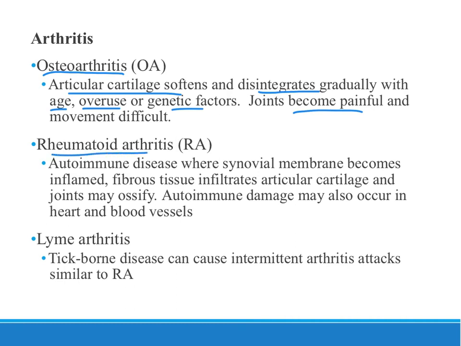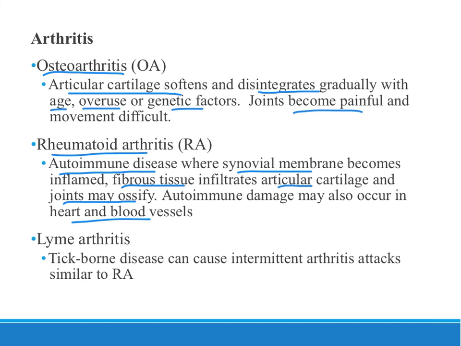Then rheumatoid arthritis is an autoimmune disease, so the immune cells of the body are attacking the joints. They're attacking the synovial membrane for some reason, and we're not quite sure what triggers this. The membrane becomes inflamed. Often you may even have fibrous tissue going into the articular cartilage and changing the composition of the cartilage to the point where the joints may actually turn into bone. They may ossify and fuse, which then completely eliminates movement. Autoimmune damage can also occur in the heart and the blood vessels, so rheumatoid arthritis is a systemic problem, even though we maybe see the biggest effects in the joints.